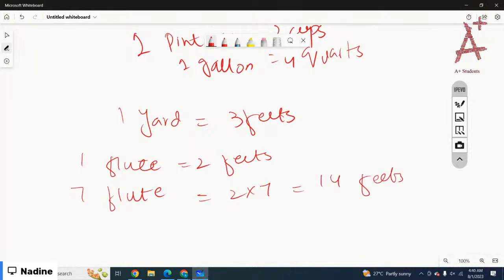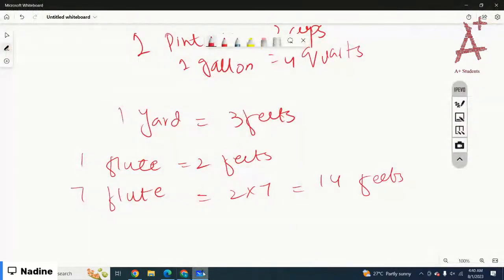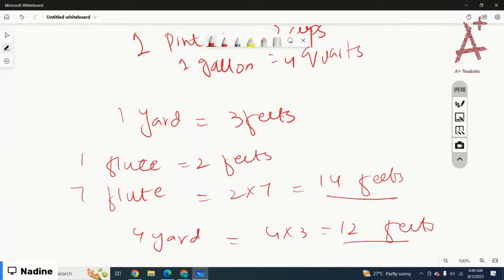The question is you have to compare the 14 feet to 4 yards. 1 yard equals 3 feet. So 4 yards equal 4 times 3, which makes 12 feet. So which is more? 14 feet or 12 feet? 14 feet is more. That means the length of 7 flutes is more than 4 yards.